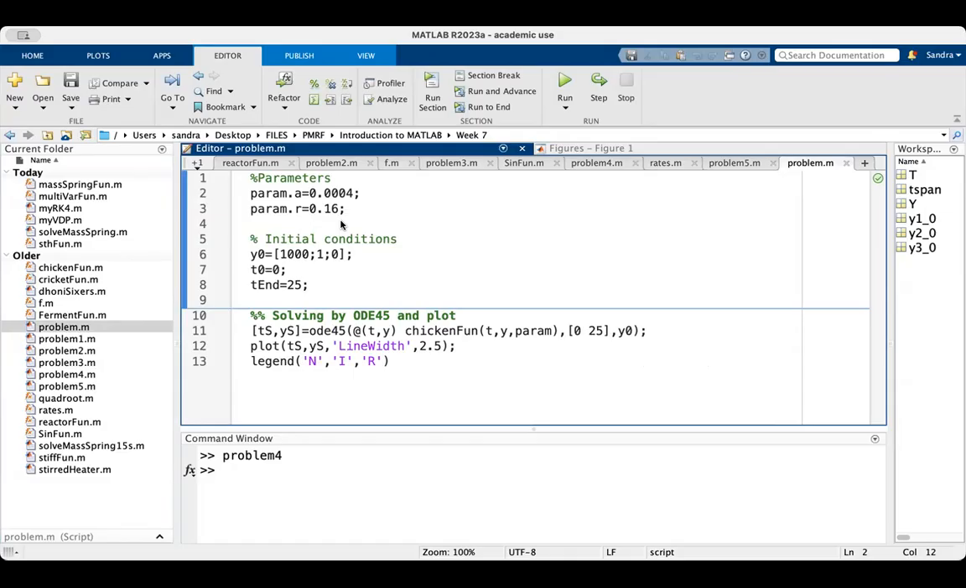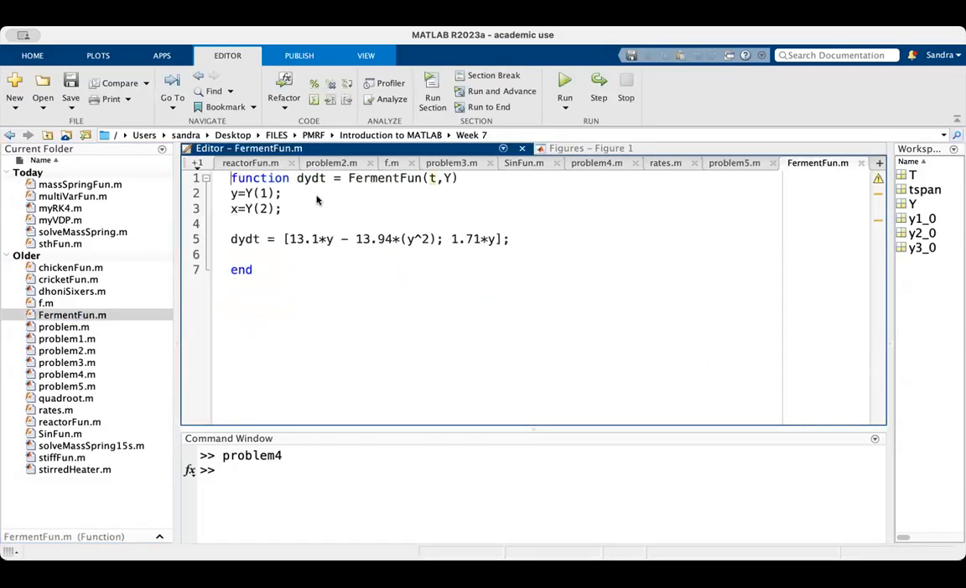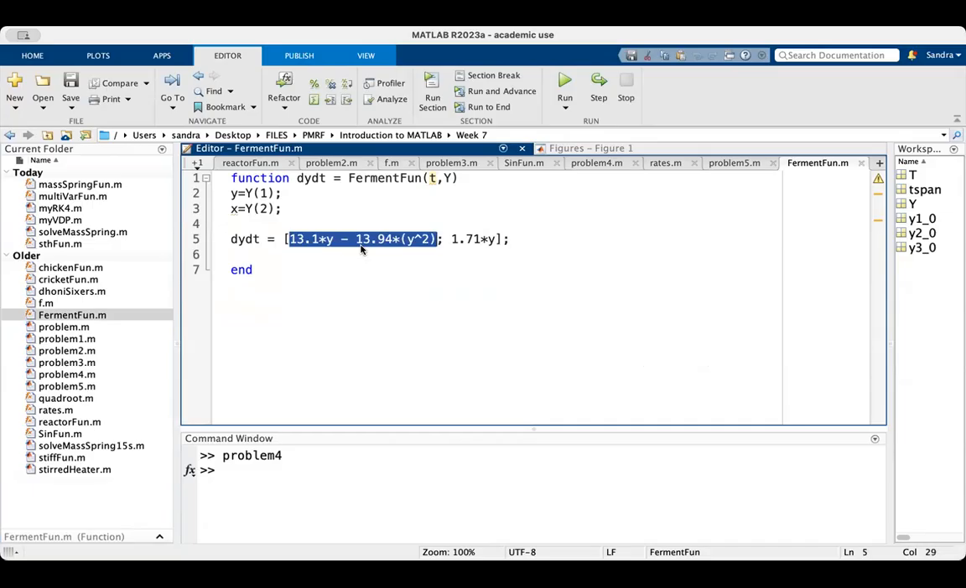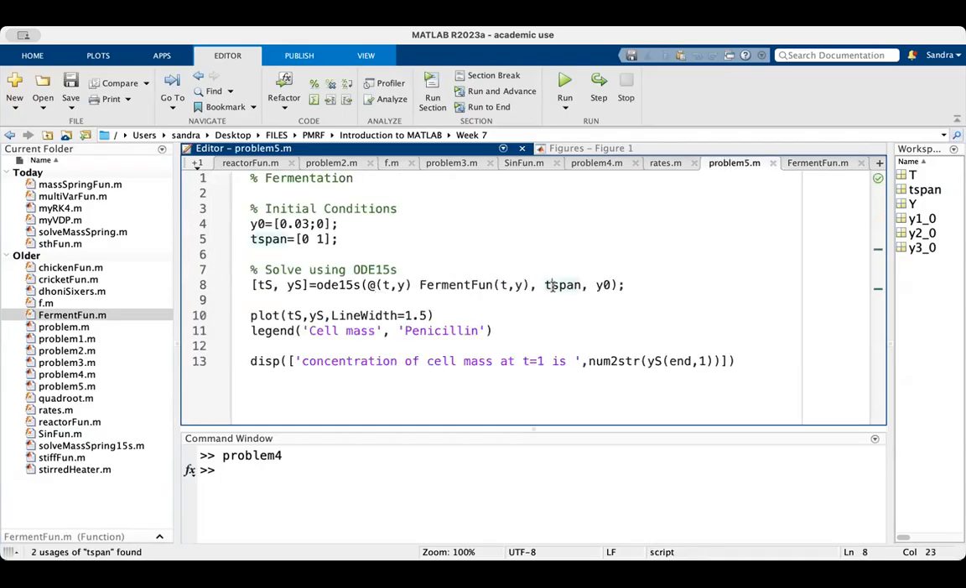Sorry for showing you the wrong function. So this is the function ferment, with inputs t and y. In y, it extracts small letter y and small letter x, and this is how your function looks. This is your first function, minus 13.1y minus 13.94y squared, and the other function is 1.71y. So you have your two y's here. Then your t-span is from 0 to 1, and your initial values are 0.03 and 0.